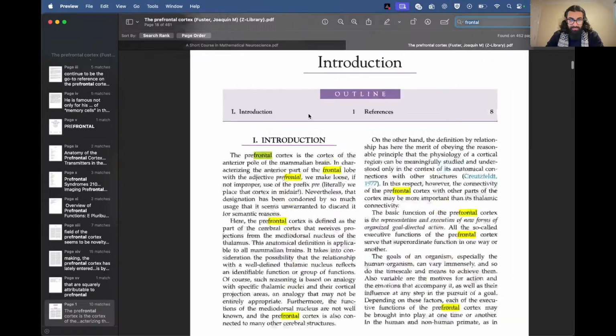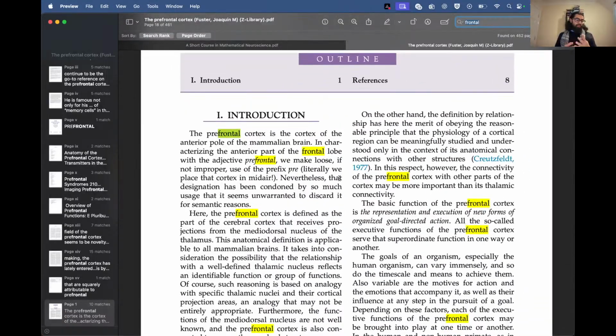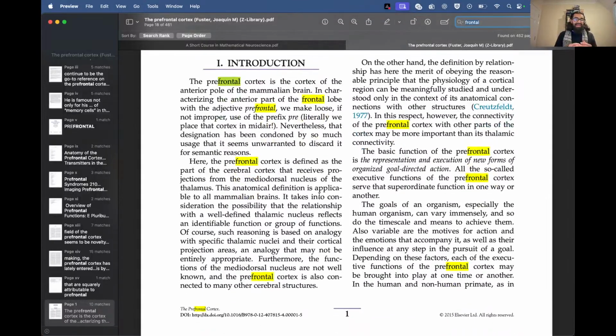Right, so the prefrontal cortex is the cortex of the anterior pole. So this is your anterior pole, posterior pole is behind. For the frontal lobe, with the adjective prefrontal, we make loose, if not improper use of the prefix pre, literally place that cortex in midair. Bit of a sarcastic comment. Nevertheless, that designation has been condoned by so much usage that it seems unwarranted to discard it for semantic reasons.